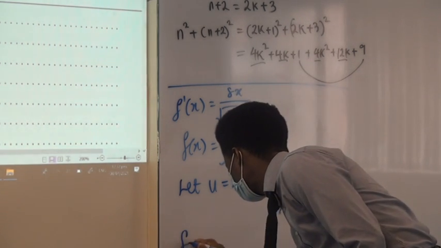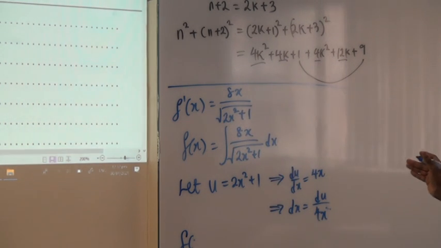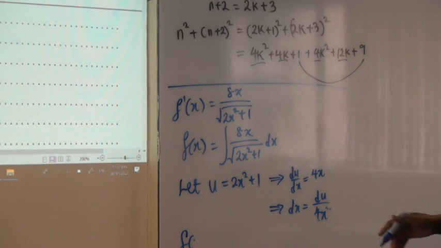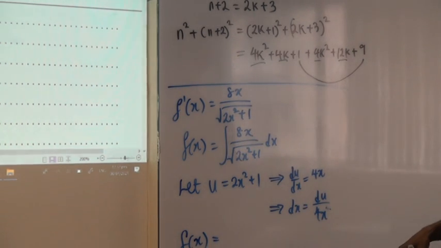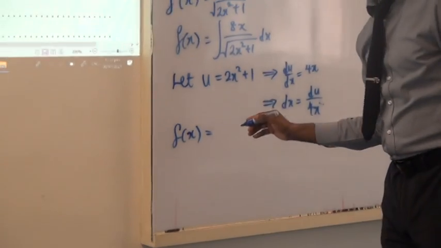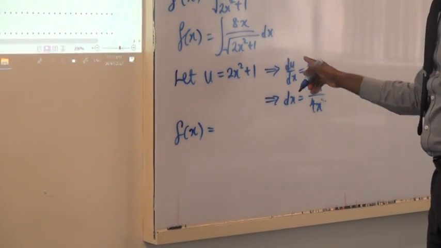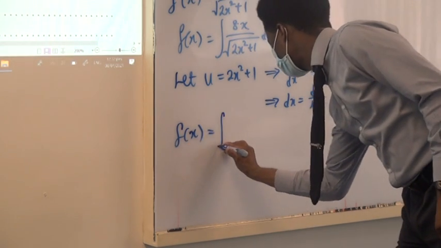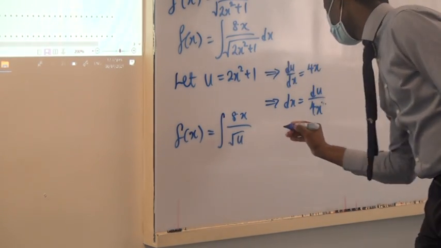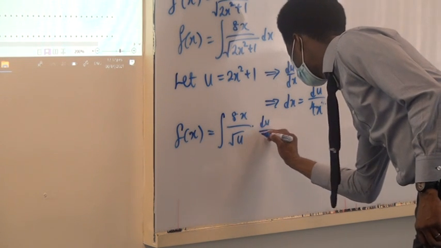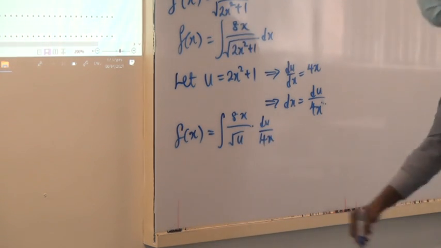So from here, f of x actually is going to be f of u now. Or better still, let's call it f of x, because we're going to transform it back anyway. So from here, are we capturing this, miss? From here, f of x is equal to the integral 8x square root of u du divided by 4x. Then your x is gone.